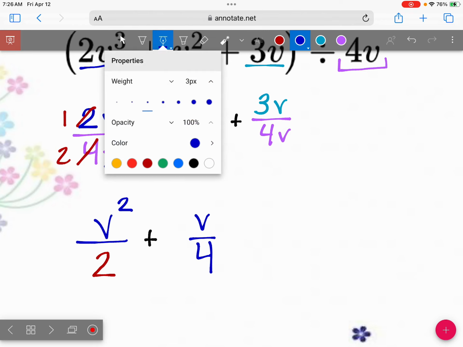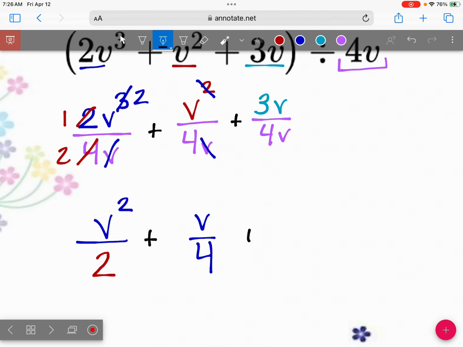And how about that last term? What happens with the 3v over 4v? 3 over 4. The v's cancel out. So it's just like our simplifying stuff when we would do it with our rational functions. It has to match top and bottom, and we can cancel it out. I can cancel out numbers. I can cancel out letters.